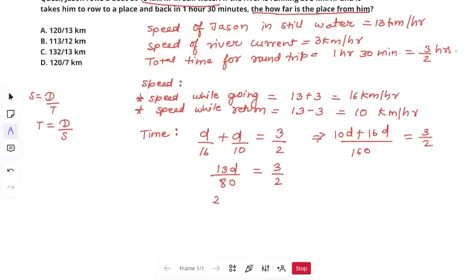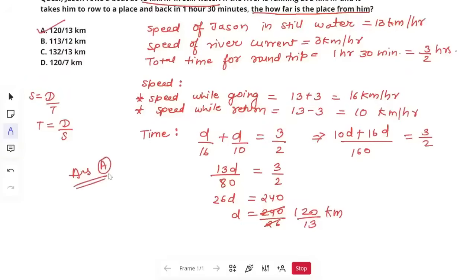So this 2 will multiply there, which is going to be 26d, and this 80 into 3 will be 240. Now d will be 240 divided by 26, and if we cancel this by 2, it will be 120 divided by 13. Distance is in kilometers, so we will write kilometer. Let's see if we have that option. Yes, option A is this one. The correct answer of this question is going to be option number A. Hope you have understood it. Let's move on now to the next question.